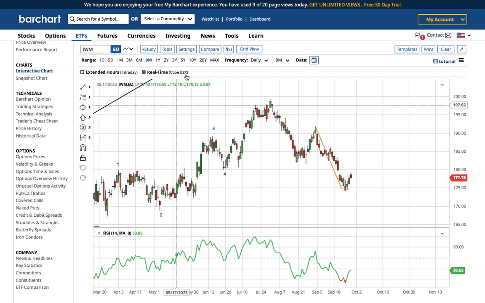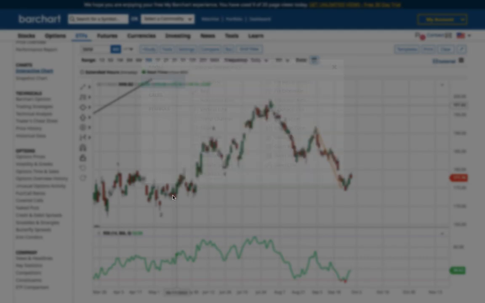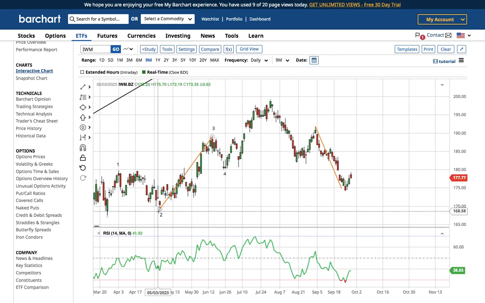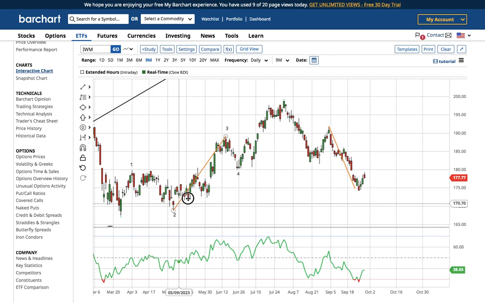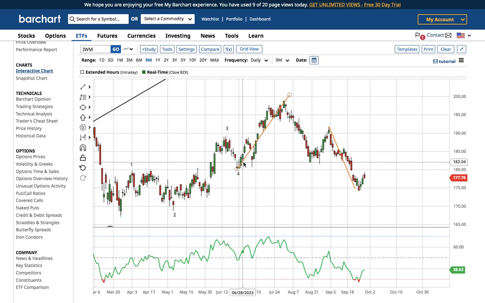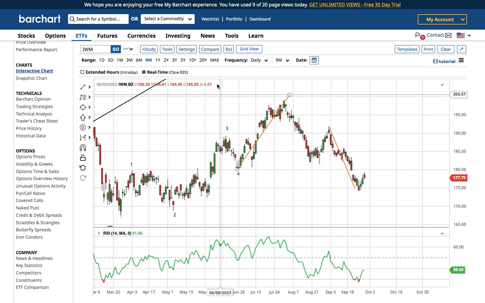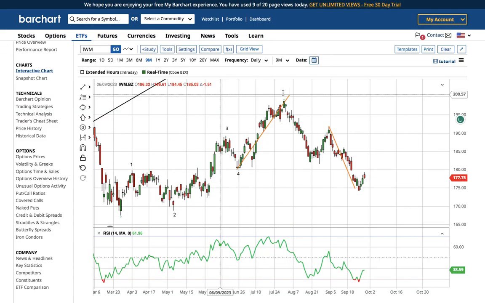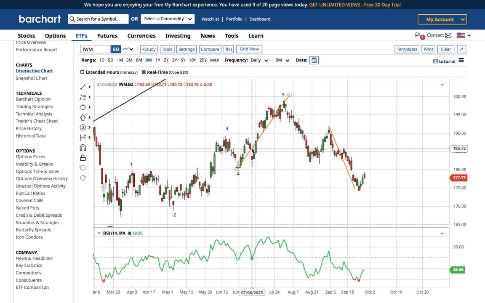Wave 1, wave 2, I believe wave 3 is the biggest wave. Wave 4 retests perfectly the wave 1 high, and then wave 5 is a little shorter than wave 3. So wave 3 is the biggest wave. Wave 4 retests the wave 1 high. It looks like a pretty clear 5-wave subdivision.